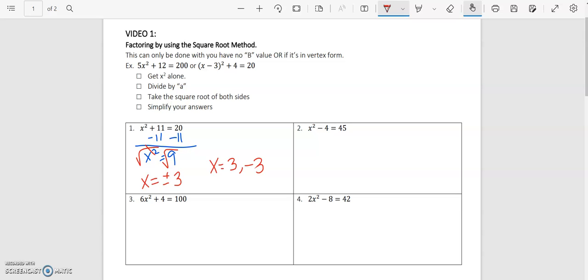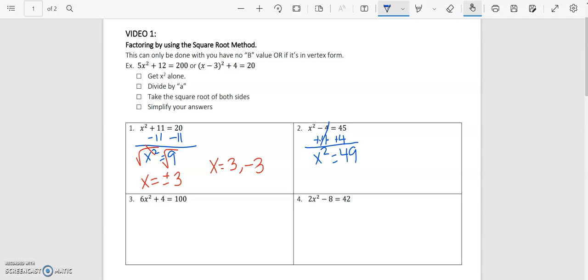X squared minus 4 equals 45. Again, let's follow those same steps. Get x squared alone. So we have x squared minus 4, so we need to add 4 to both sides. Alright, when we add 4, those 4 simplify out, so we're left with x squared equals 49. Alright, again, divide by a. We do not have an a term that needs to be divided by because our a term is 1.